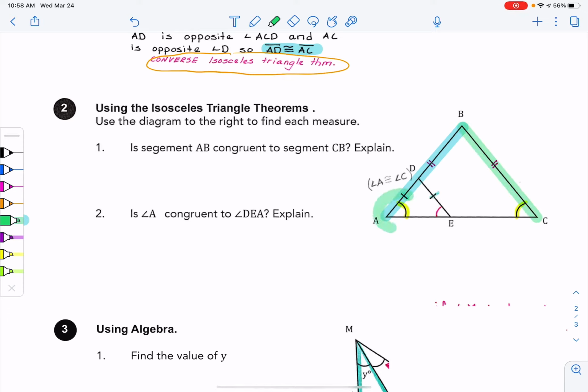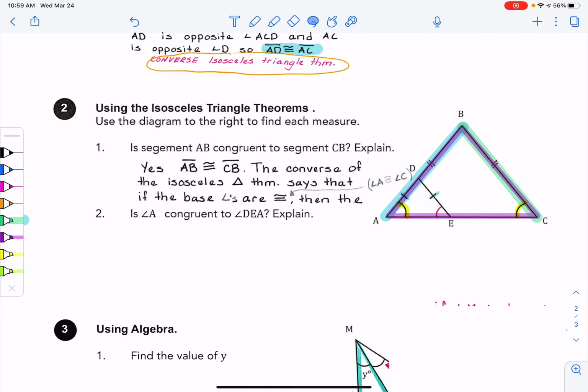So notice that we have two marked congruent base angles. Based on the converse of the isosceles triangle theorem, if you have congruent base angles, then the legs are also congruent. And I'm looking at this as a large triangle. So those base angles are the base angles of the entire triangle I just highlighted in purple.